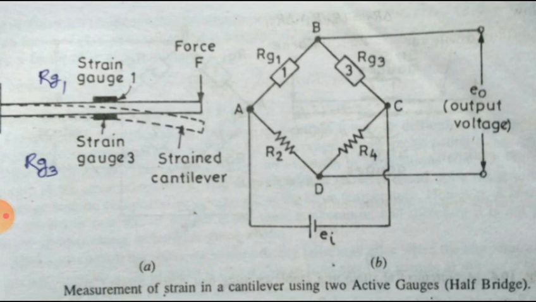The temperature effects are cancelled out by having R2 equal to R4, because they are on the same component, and by using two identical gauges in opposite arms of the bridge. So RG1 equals RG3 equals R2 equals R4 equals R. When no strain is applied, the output voltage is 0. When strain is applied, the output voltage is double, giving increased sensitivity and eliminating the temperature effect. That output voltage is calibrated in terms of the strain.